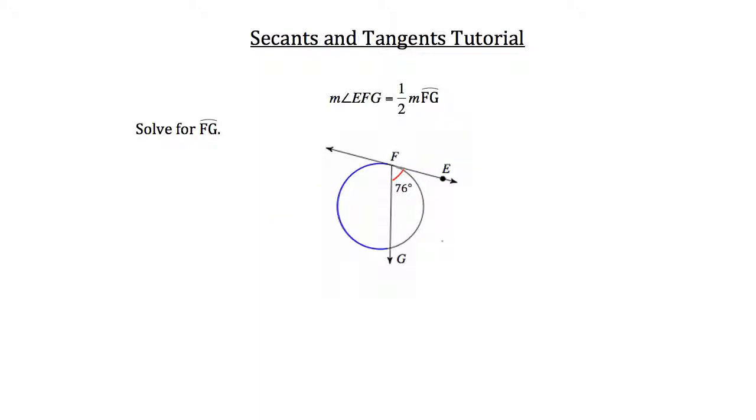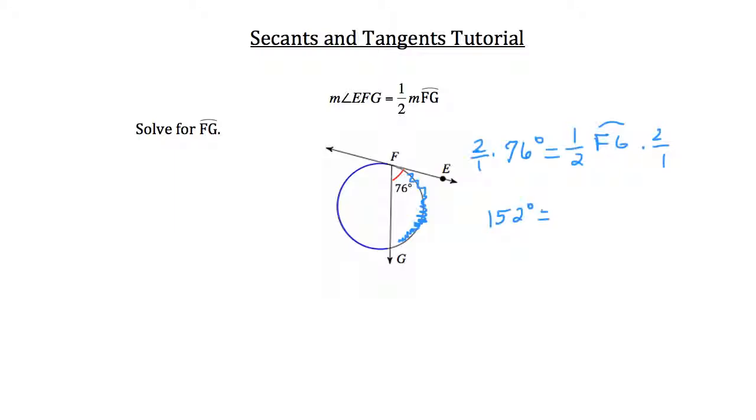According to this theorem here, since measure angle EFG is 76 degrees, that's going to be equal to 1/2 of that arc that we're looking for right here, FG. So I'm just going to write that 1/2 of arc FG. I want to solve for arc FG, so I'm going to multiply by the reciprocal of 1/2, which is 2/1, and do that to both sides. So basically we're just multiplying the left by 2. 76 times 2 is 152 degrees. So that must be equal to this arc right here.